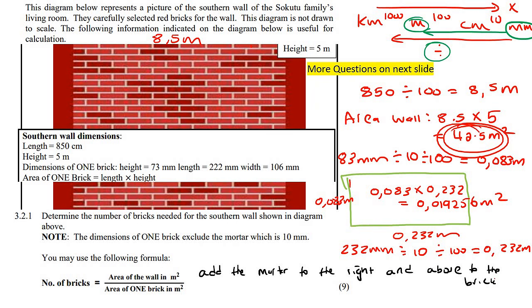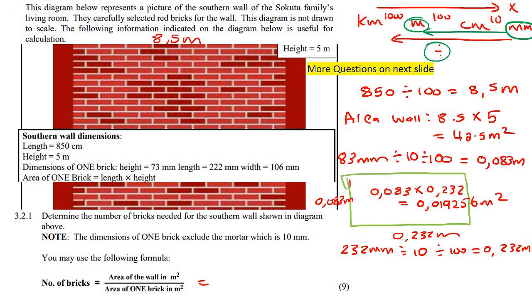Okay, so now we can go and take the wall's area. Whoopsie, not that one. That one there. And so that's going to be 42.5 over 0.019256, and that'll give us 2,207.1. But now you can't buy 0.1 bricks. Now some of you are going to make a mistake here, and you're going to say, oh, let's just round it down. But then your wall's not going to look correct. So you actually have to go and buy extra. So you're actually going to buy 2,208 bricks.